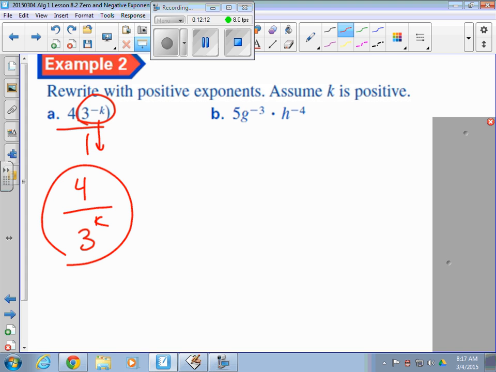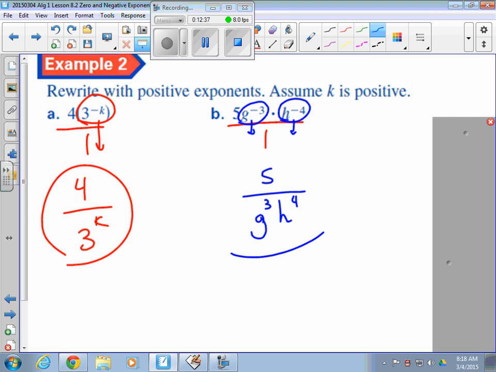Again, 5 is multiplying by G is multiplying by H. But G and H are being raised to negative exponents, not 5. Everything's over 1 since there's no fraction. This has to ride the elevator down. 5 is going to stay on top. G is going to go down and become a positive exponent. H is going to go down and become a positive exponent. 5 over G to the third, H to the fourth.